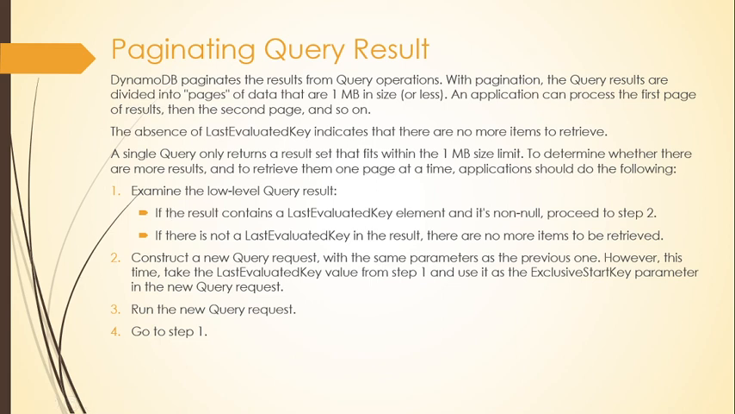If you again find a LastEvaluatedKey, you have to go again to the second step, and this cycle keeps going until LastEvaluatedKey is absent or null. In this way you can get all your records with the help of pagination.